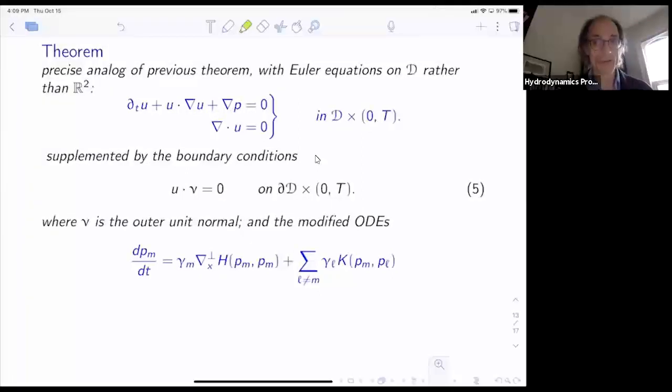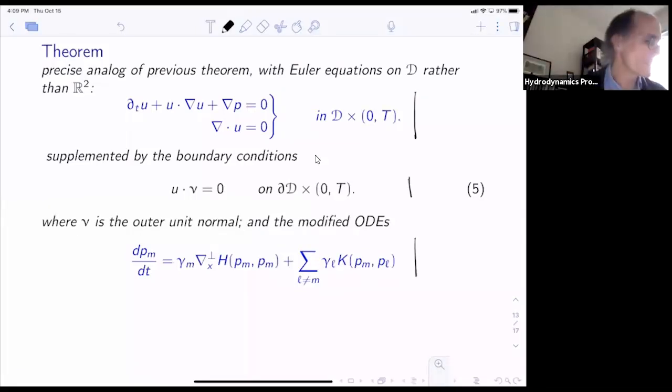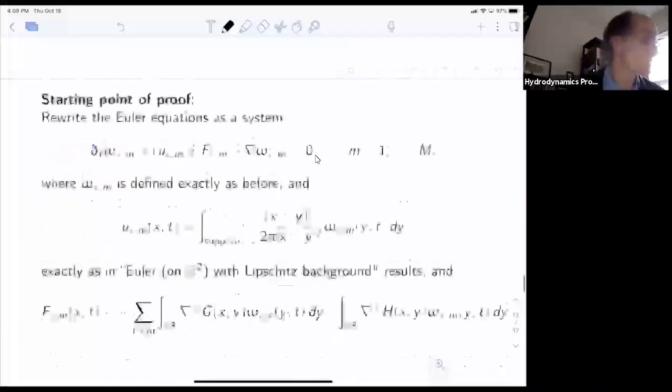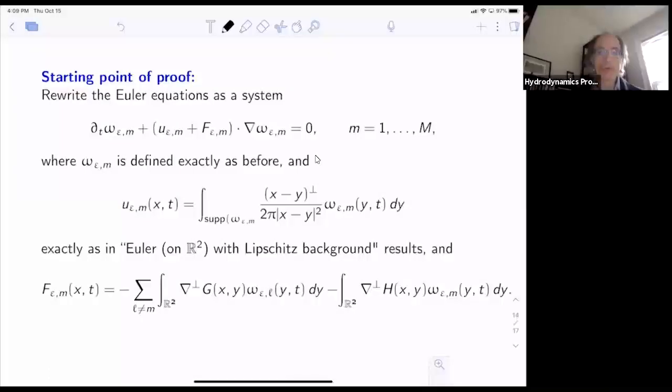I won't recall the total statement. Now I consider the Euler equations on the bounded domain with these natural boundary conditions, and the ODE is modified in the way we discussed. Let me quickly describe how to do this. What we'll do is look at the previous proof. So here's the starting point. Let's remember how we proved the last theorem.